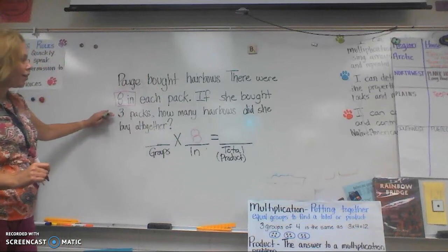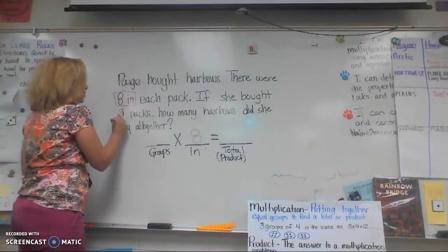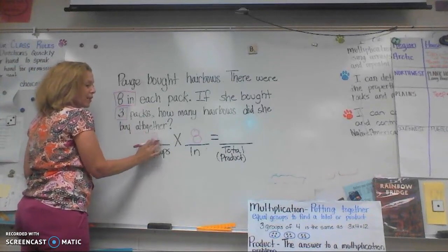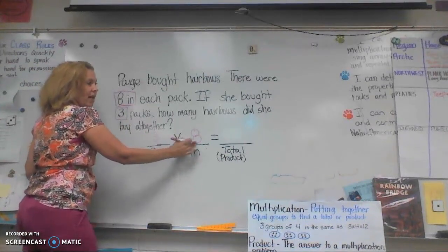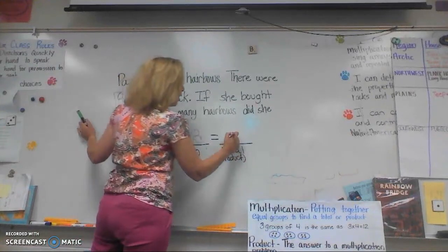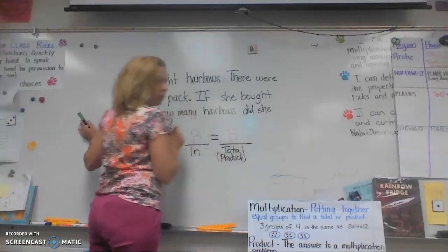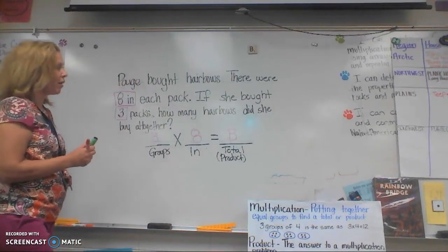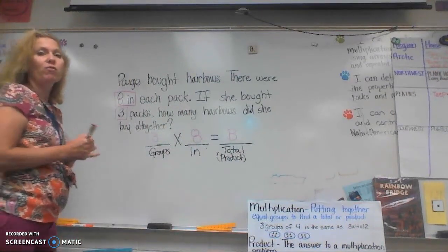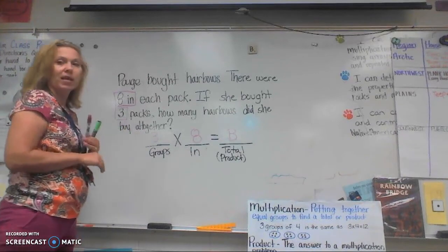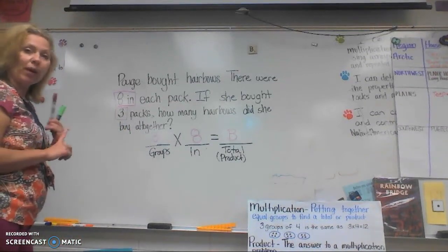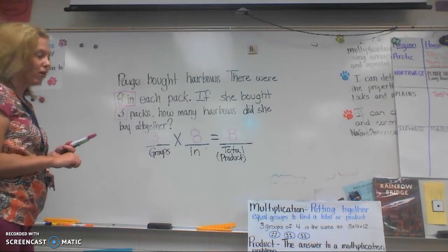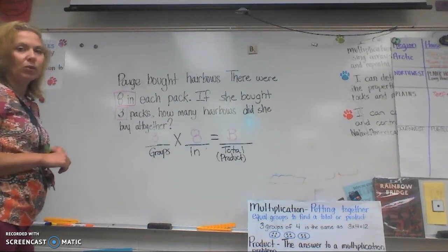And she's bought 3 packs. So 3 are my groups. I have 3 groups of 8, and that's going to give me my total, or how many hair bows she's going to have. So we'll just label it B since we're not sure of that product yet. So we've worked lots of different ways. Last week and this week we've done arrays, we've done equal groups, and we've checked it with repeated addition as well. So today I'm going to do equal groups.